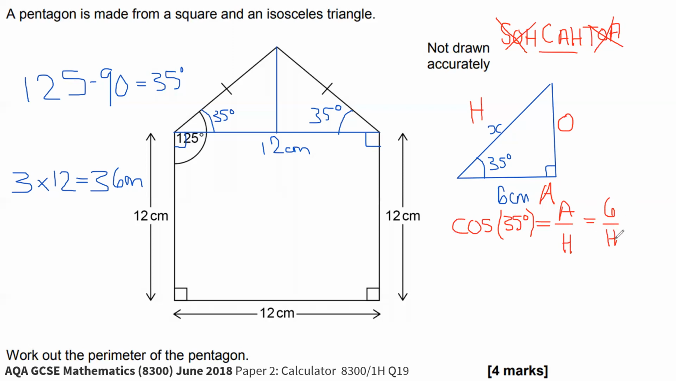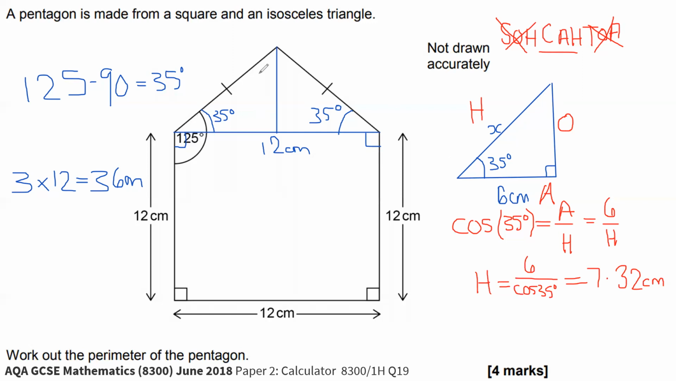So if we then rearrange this equation, so if we think about timesing both sides by h, we then end up with h cos 35. And then we can divide both sides by cos, which will essentially switch the cos and the h places. So I end up with 6 divided by cos 35. It doesn't actually matter, so you can do this calculation first and then do the rearranging, or you can rearrange it and then do the calculation. Either way, you should get the same answer of 7.32 centimeters. So that is the length of the hypotenuse of this triangle.